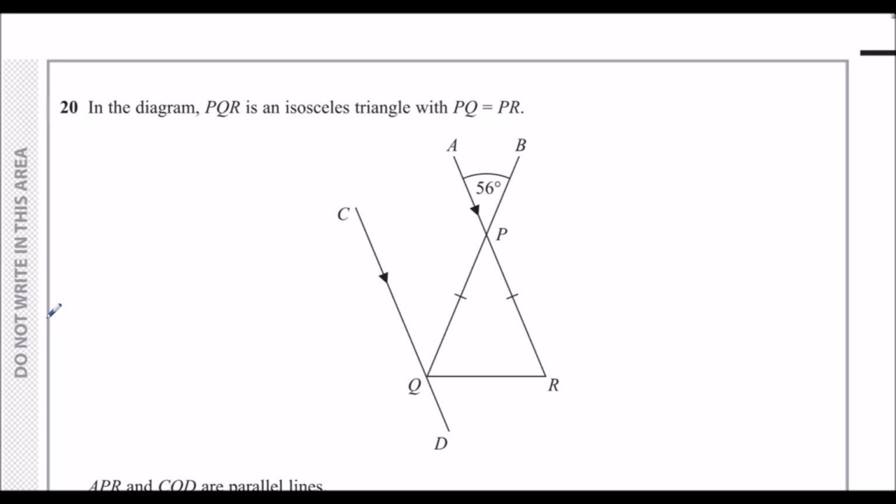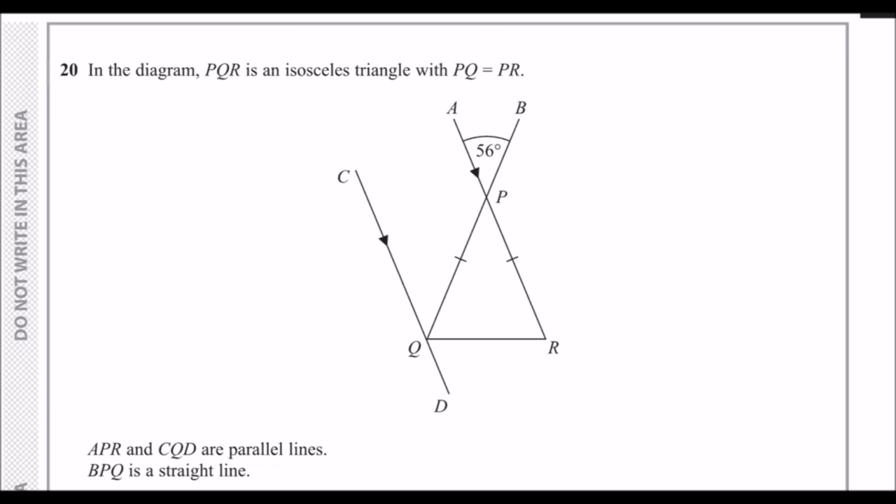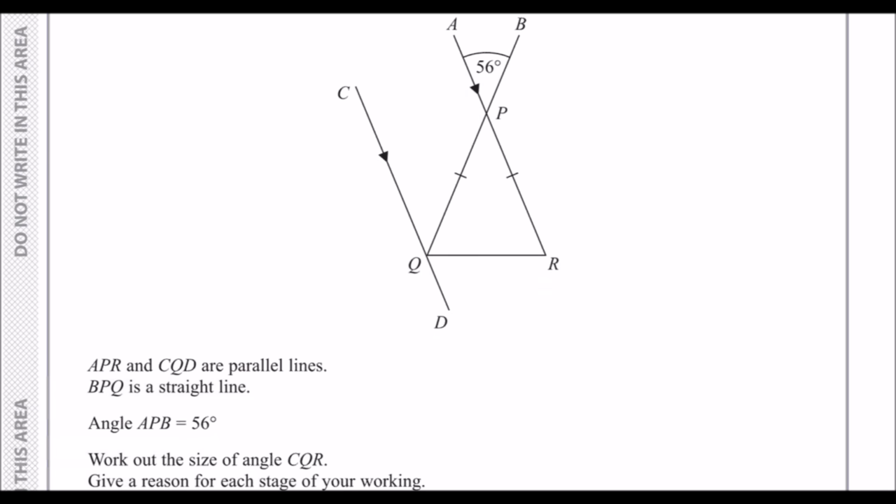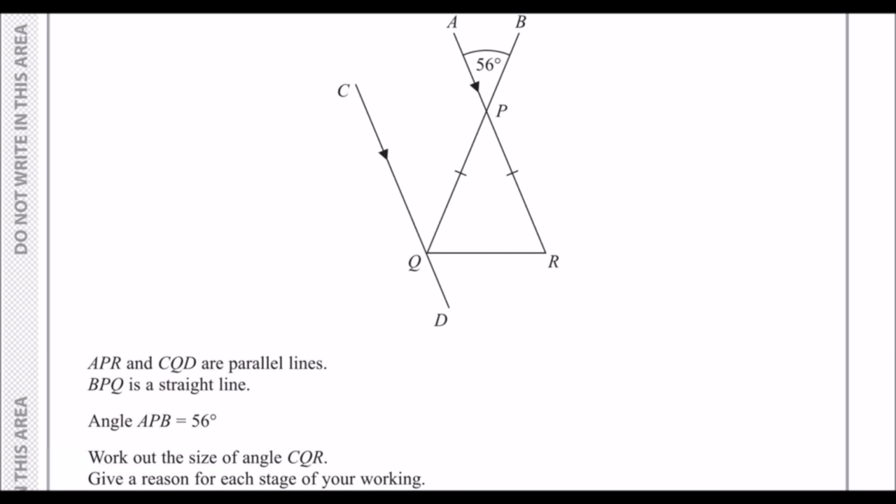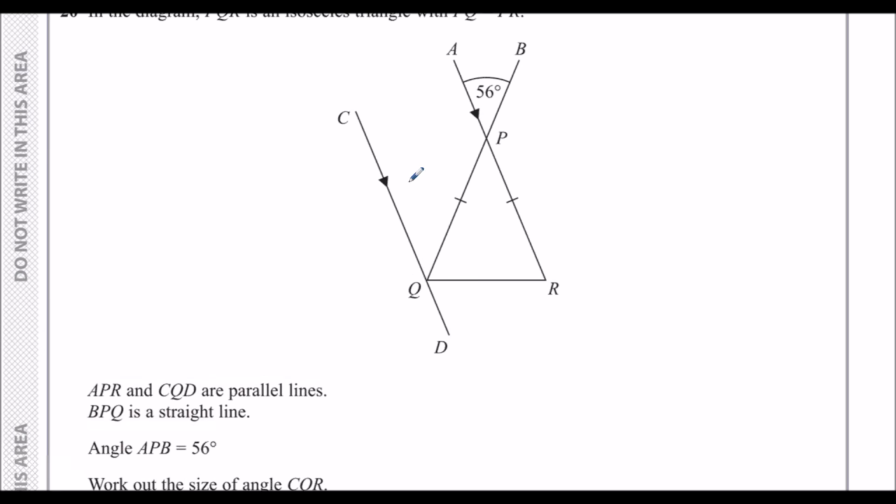Question 20. In the diagram, PQR is an isosceles triangle with PQ equals PR. So this is an isosceles triangle. And we've got APR and CQD are parallel lines. BPQ, B to P to Q, is a straight line. We're given angle APB is 56 degrees. We need to work out the angle CQR. So C to Q to R is all of this angle here.